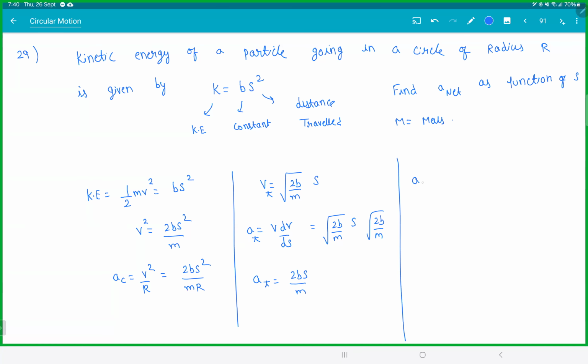You're done. So what is A net? A net is root over A centripetal square plus A tangential square. That would be root over 2b square by mr, whole square, plus 2bs by m, whole square. That's it. Clear? So the main idea is you need to figure out the velocity from the kinetic energy. That will directly give you centripetal. Differentiate, you get tangential. Next one.